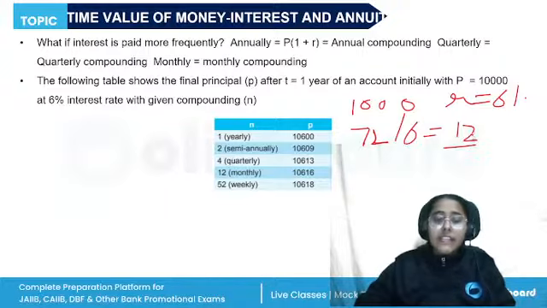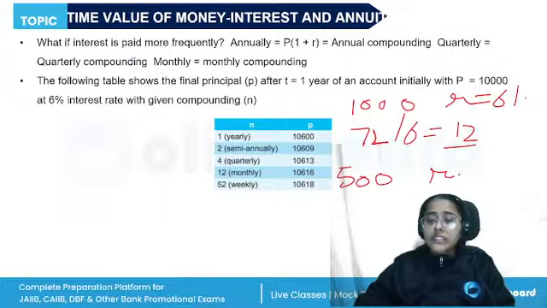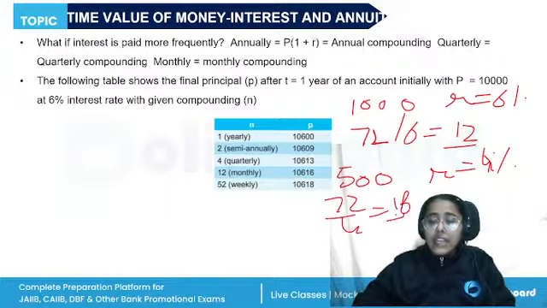Let's say there's a savings account with 500 rupees deposited and the interest rate is 4%. Then we divide 72 by 4, which gives us 18, and 18 is the number of years it will take for 500 rupees to almost double.